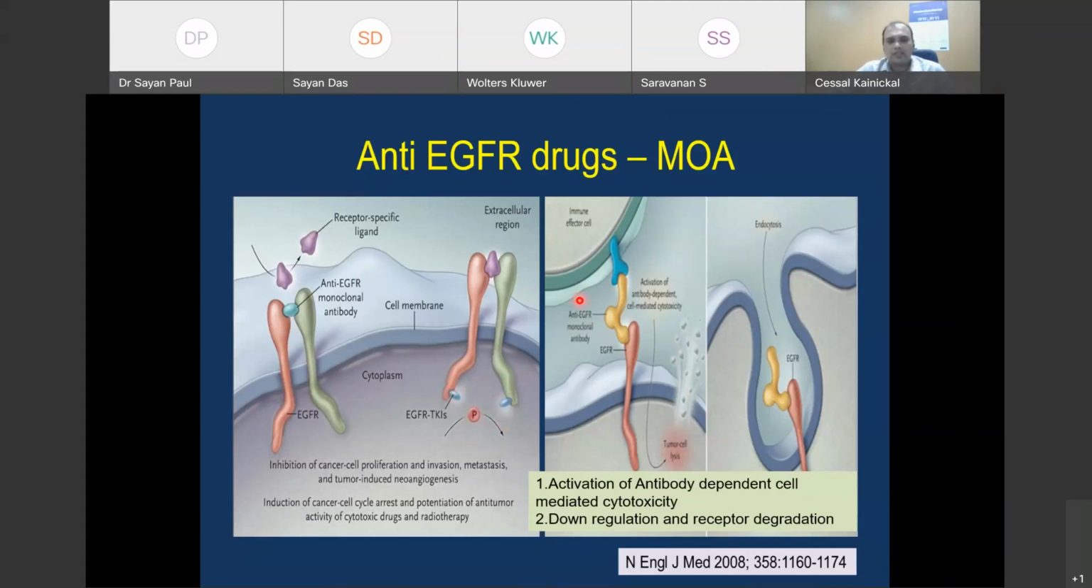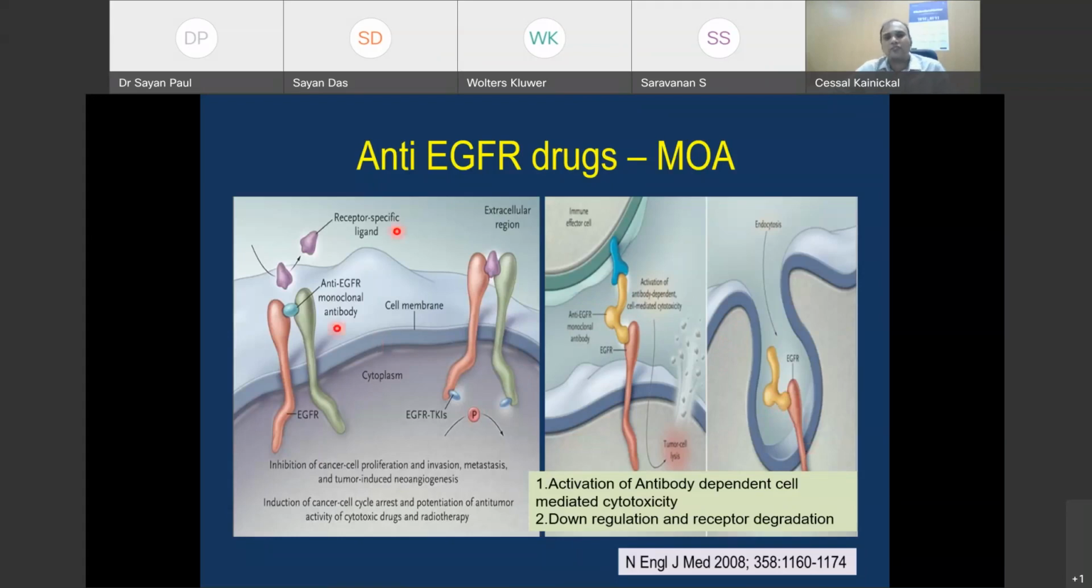The other action is the activation of antibody-dependent cell-mediated cytotoxicity. That is another mechanism of action of the anti-EGFR agents. And the third mechanism is downregulation of the receptor, so it leads to receptor downregulation and receptor degradation.